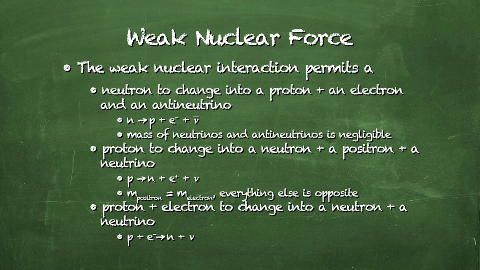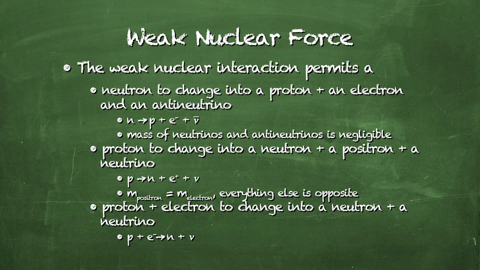Now, the mass of a neutrino or an anti-neutrino is negligible for our purposes. They do have a mass, but it's very small relative to all the other particles in the reaction, so we don't have to account for the energy of their mass.